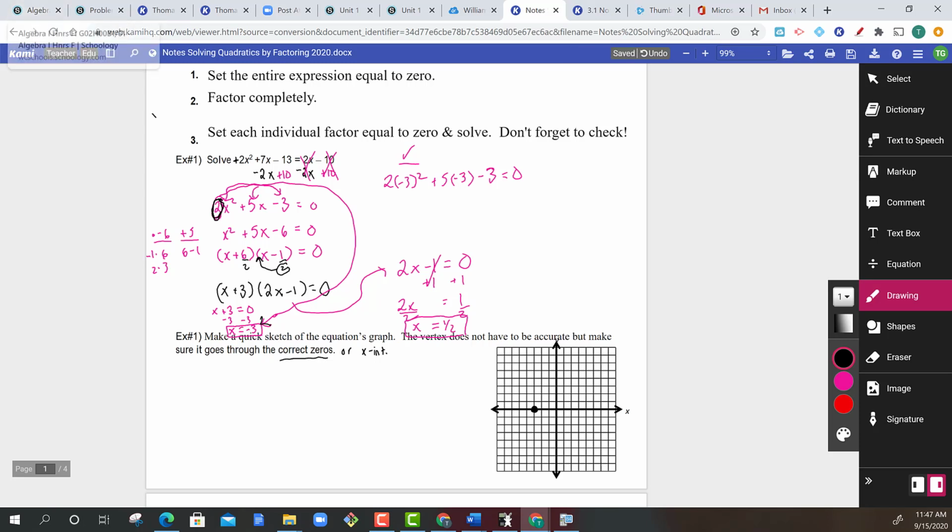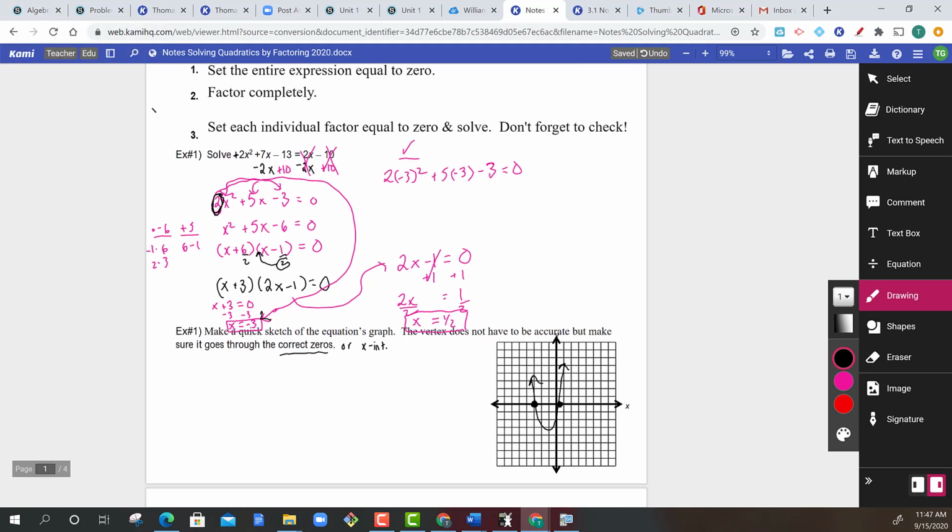And then the other 0 is at +1/2. So I'm going to estimate it there. And for now, I'm just going to sketch a really quick curve. That part doesn't have to be accurate. Just make sure it goes through the right x-intercepts. So the solutions of the problem are the x-intercepts graphically.